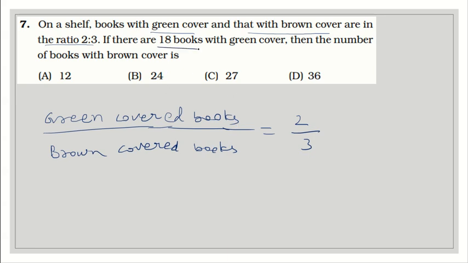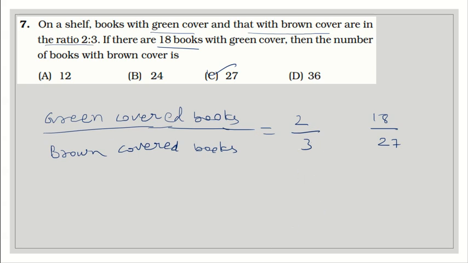If there are 18 books with green cover, then how many books with brown cover will be there? The ratio is 2:3. When will it become 18? That means 2 parts becoming 18 books means 9 times of 2. The same 9 times has to come for 3. That means 27 books of brown cover are supposed to be there. So the right option is C here. So 27 brown covered books are there. This is how you need to think.